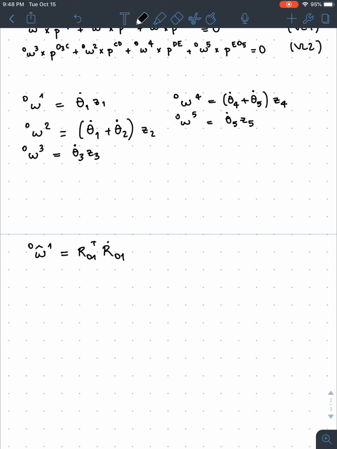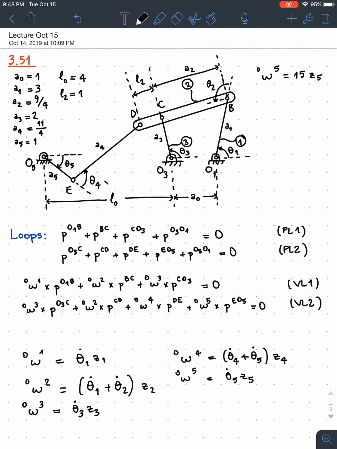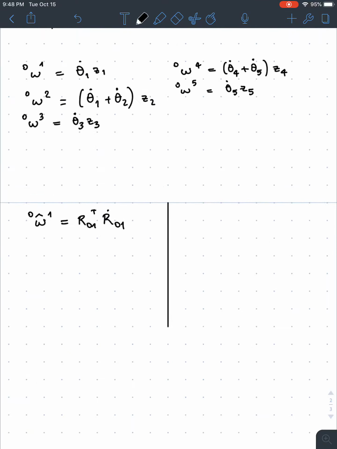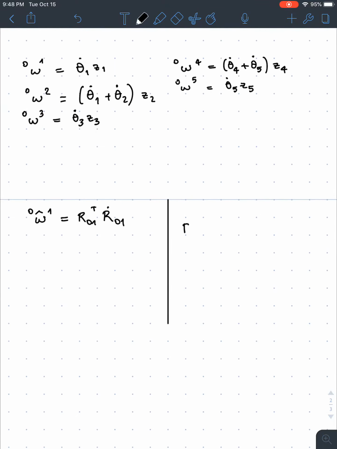Now, if you look at our figure, I have not defined the axes here, but if we define the axes, x0, y0 pointing in the horizontal and vertical directions in the page, and x1 pointing along O1 to B, and y1 pointing perpendicular to that, such that the z1 axis comes out of the board towards us, then what we have is R01 is equal to, if you remember, cosine of theta 1, minus sine of theta 1, 0, sine of theta 1, cosine of theta 1, 0, 0, 0, 1.